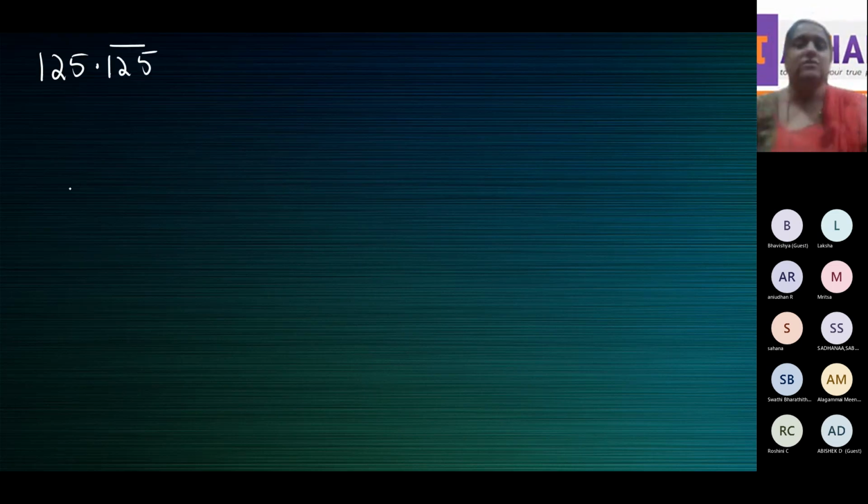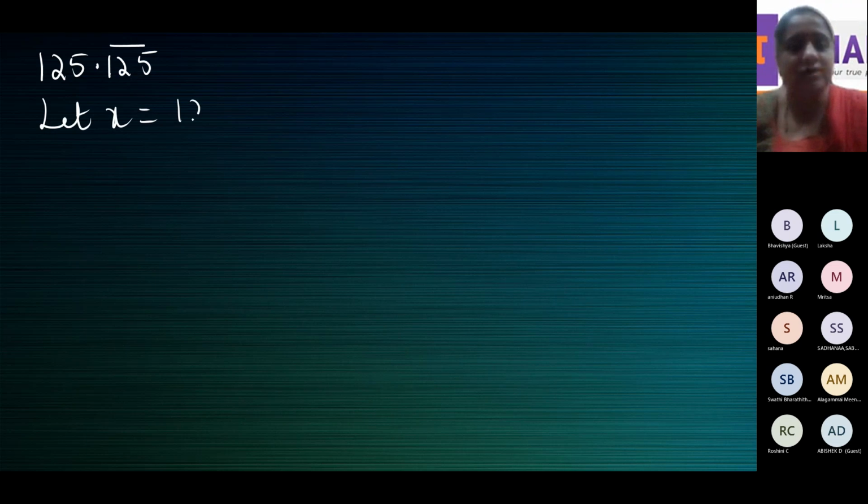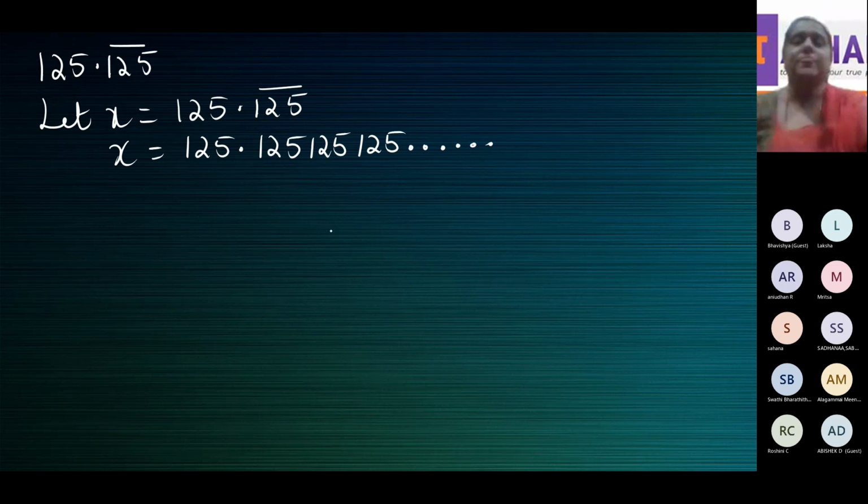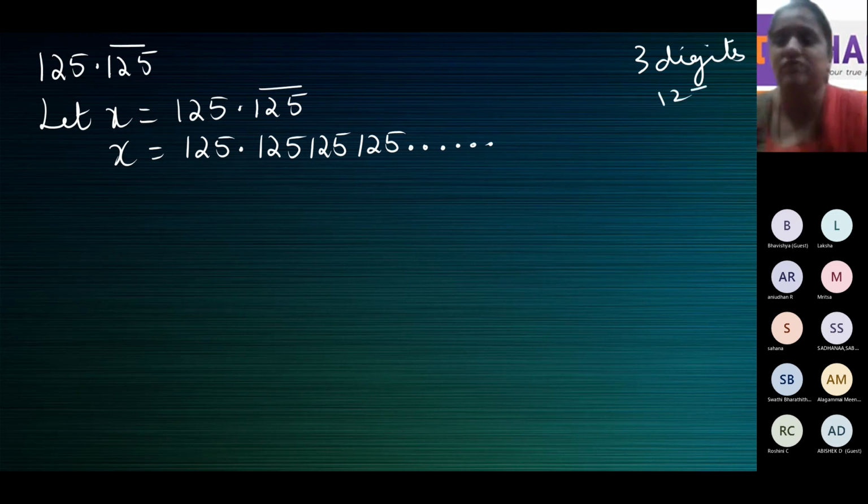125.125 recurring. So we start like this. Don't write, listen to me. Let x equal 125.125 recurring. So that means x is equal to 125.125, 125, 125. It goes on like this. Now, how many digits are in the repeating block? The repeating block has 3 digits, 1, 2, and 5.